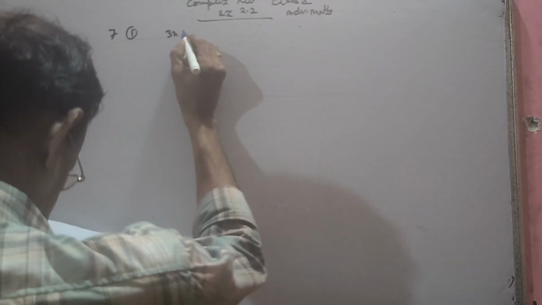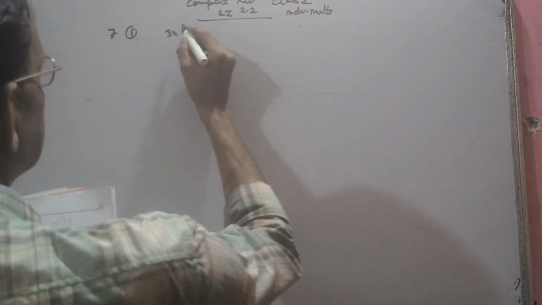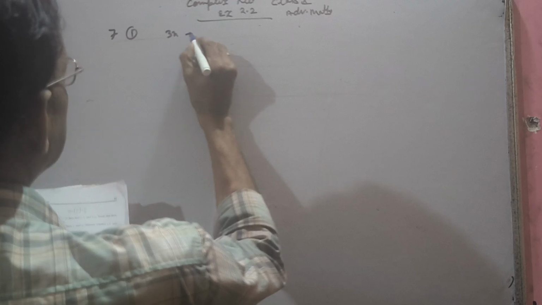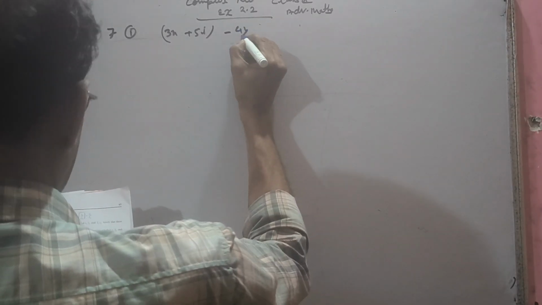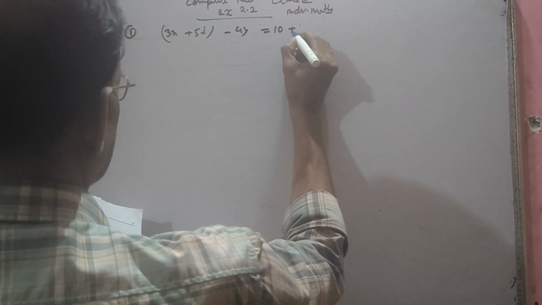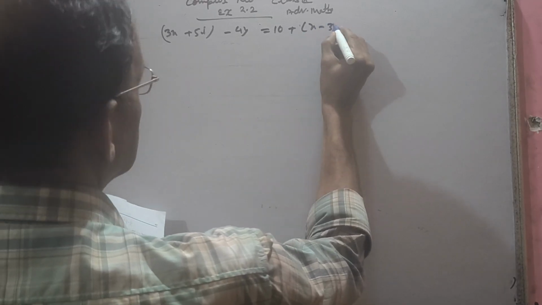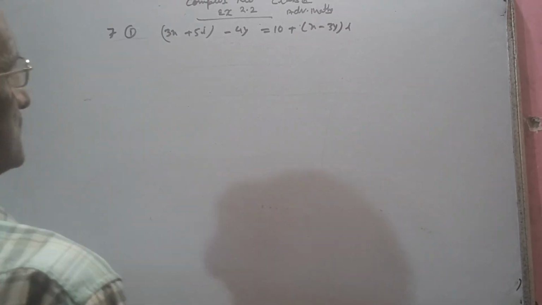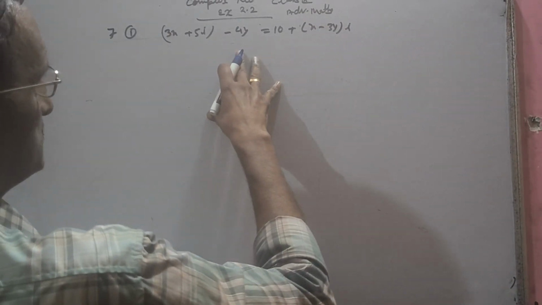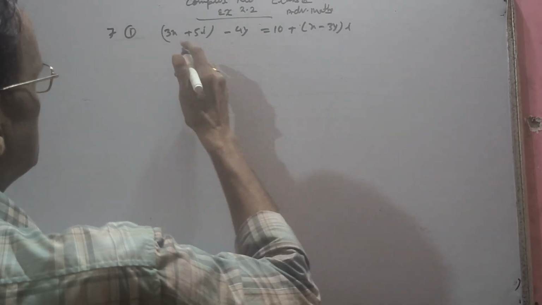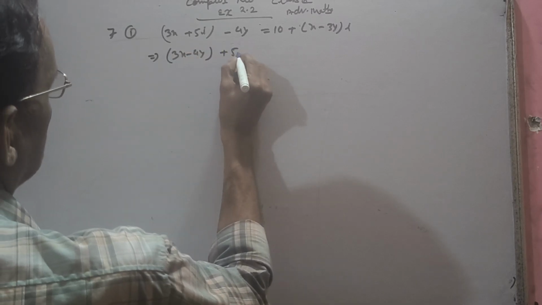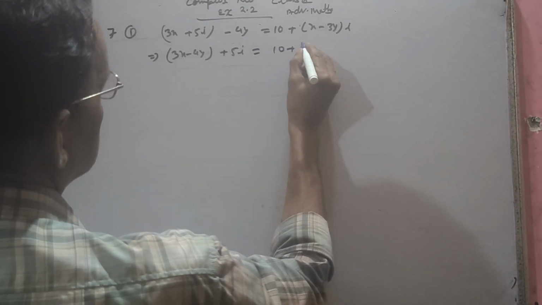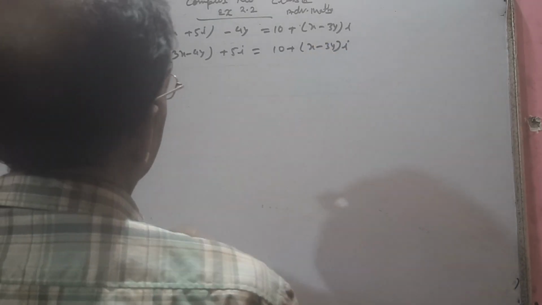Question is solve: 3x minus 4y plus 5i is equal to 10 plus (x minus 3y) into i. We will always try to express in the form of a plus ib. This is already in a plus ib form, but a little bit of change is needed. So 3x minus 4y plus 5i is equal to 10 plus (x minus 3y)i.